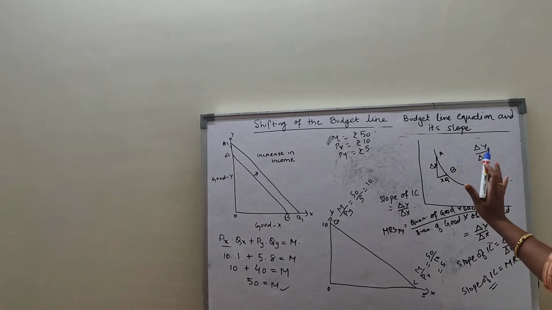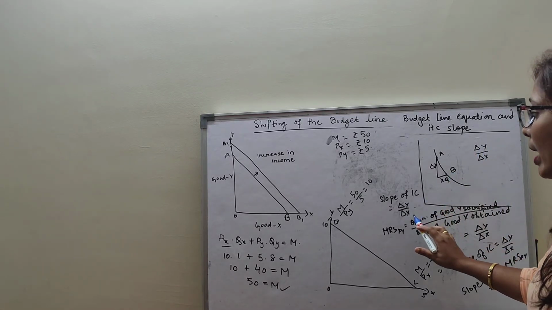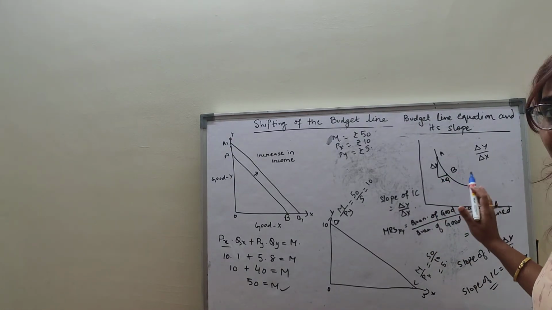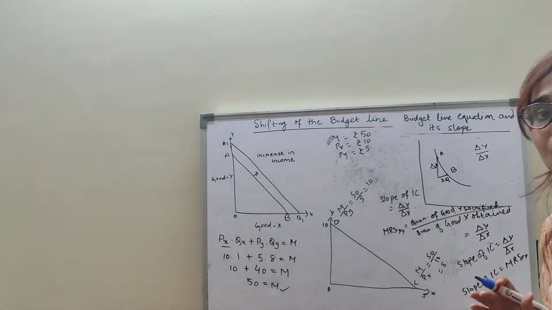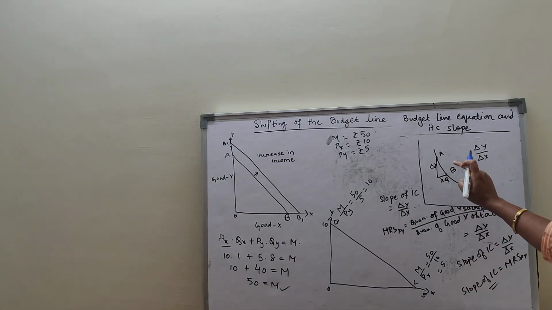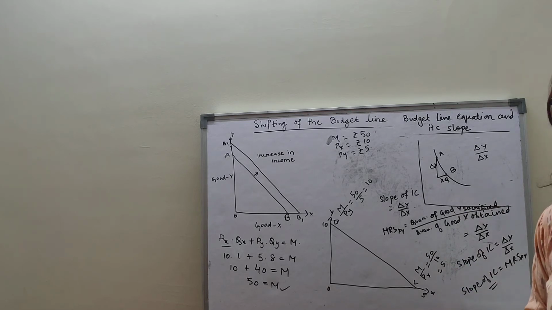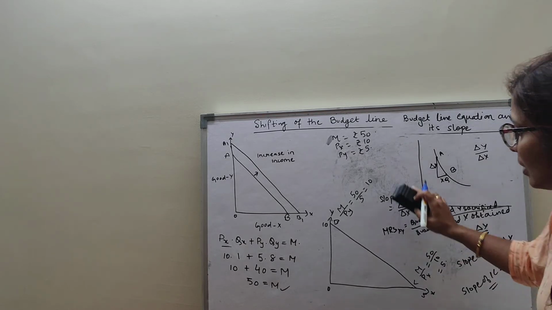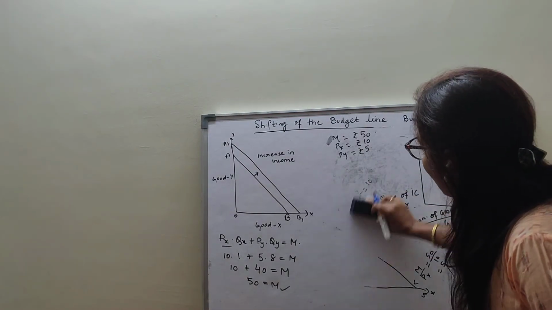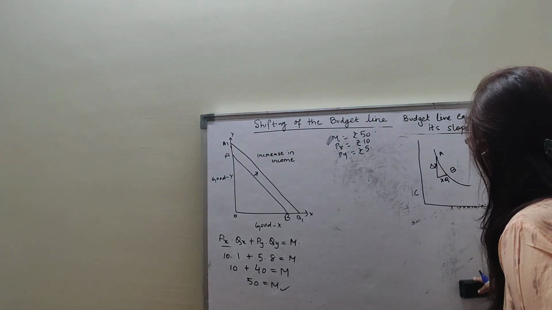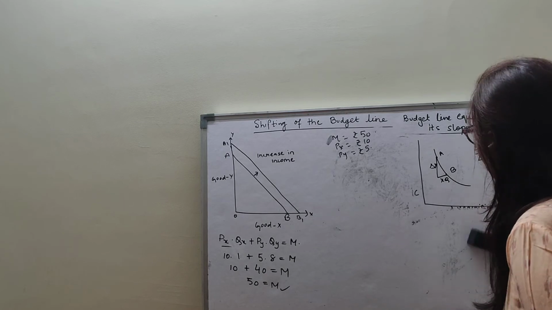So, we can find the slope by change in y by change in x. Okay? If it is not a straight line, the value of the slope will be different at any point on the curve. But if it is a straight line, the value of the slope will remain the same throughout. Now let's calculate the slope of the budget line, which is a straight line.